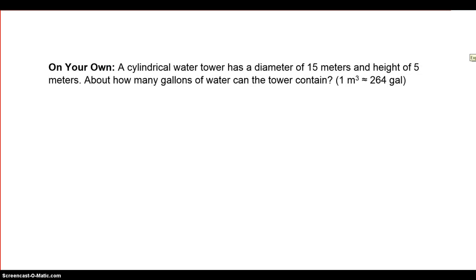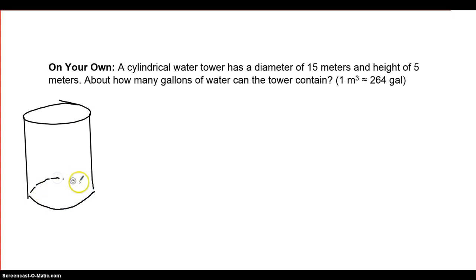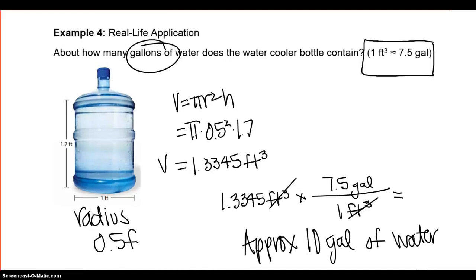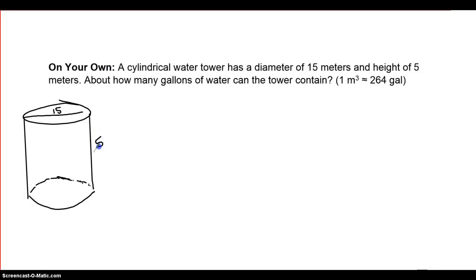All right, last one, last on your own, a cylindrical water tower. If you're drawing a cylinder, you just start with a circle, and then the bottom edge is dashed or curved, and then you can dash to show the dimensions. A cylindrical water tower has a diameter of 15 and a height of 5. About how many gallons of water can the tower contain?